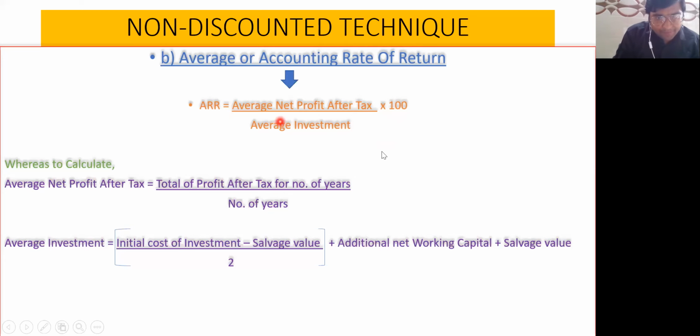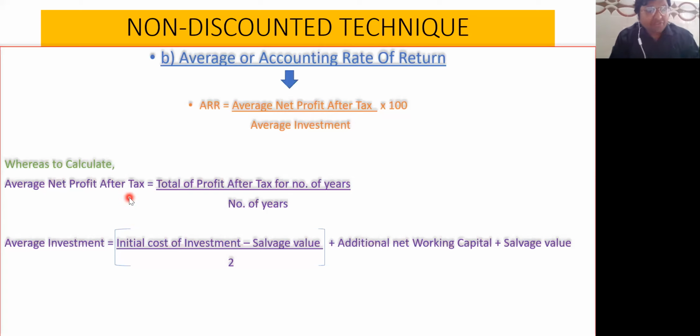Now, see, for calculating this, first average net profit after tax, you have studied earlier. I explained to you in last semester also that average net profit after tax is a very simple average. Like, see, if there are five years, first year profit 10,000, second year profit 20,000, third year profit 30,000, fourth year again 10,000, fifth year 50,000. So how to find out the average? Get the total of all, divide by the number of years, five, right? So this is the formula, right? This is the simple formula.